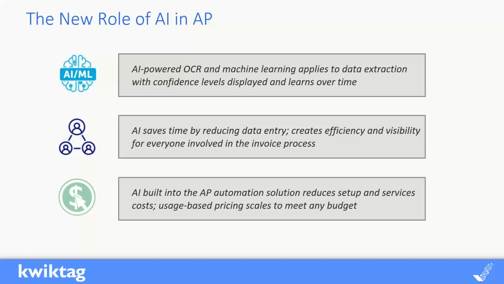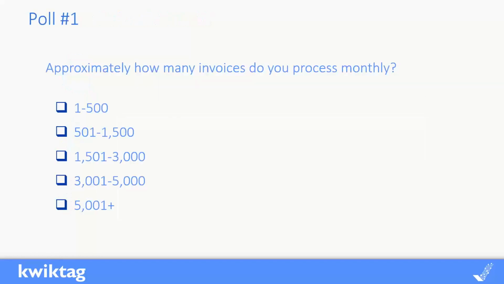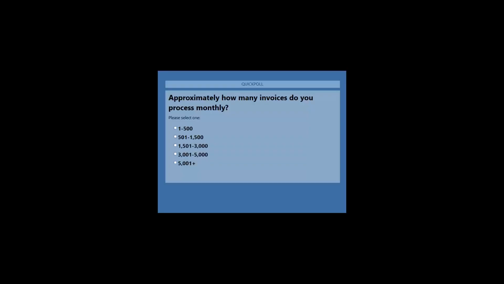So that's a little bit of the background, and what we're going to transition to then is to talk about SimplyAP. Hey, Michael, I'm going to just hide my camera now so that we can focus on the screen real estate, but before we do that, there is a poll. So audience participation, approximately how many invoices do you process monthly? And when we come back from the poll, we'll continue the conversation and then take a look at the SimplyAP demo.